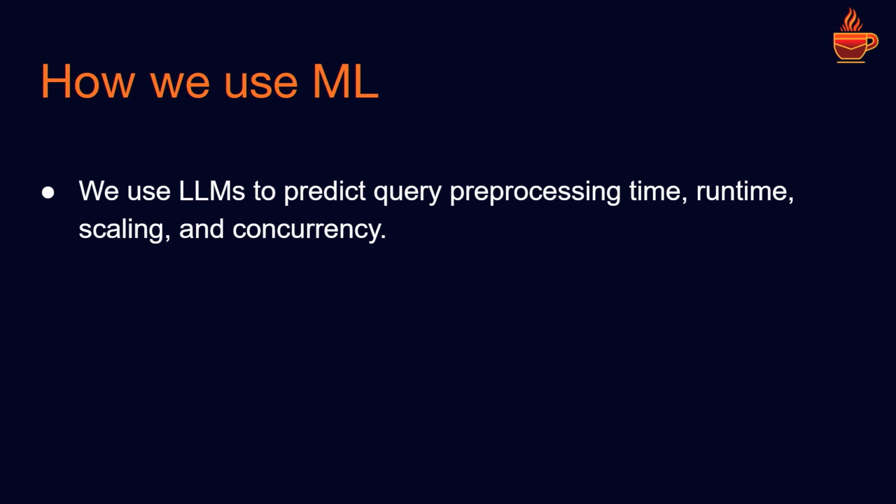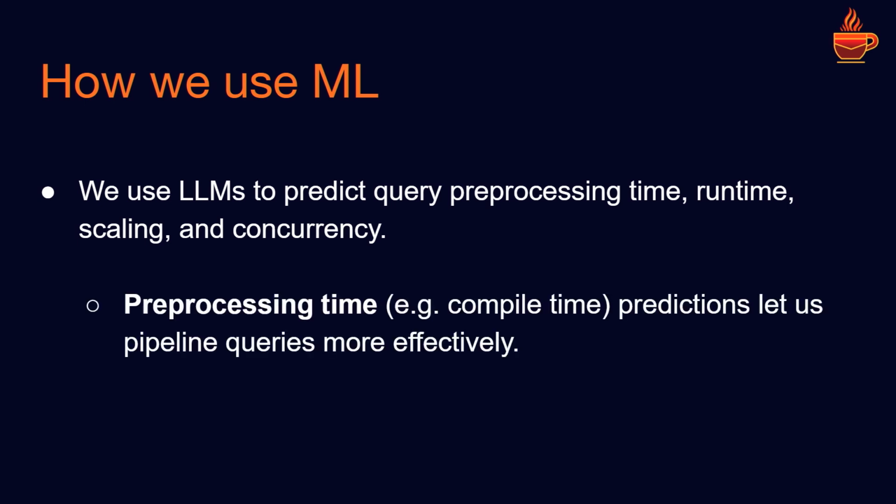I was giving a practice talk, and someone asked me how any of this uses ML at all and why we have AI in our name. So I thought it might be helpful to explain that. We use large language models to predict things like query preprocessing time, runtime, scaling, and concurrency. These are all the sorts of things that you want to know to understand which size warehouse do I run this query on? How many other queries can I put on the same warehouse? If I scale this up, am I going to be running everything twice as fast, or am I just going to be paying twice as much, and so on?